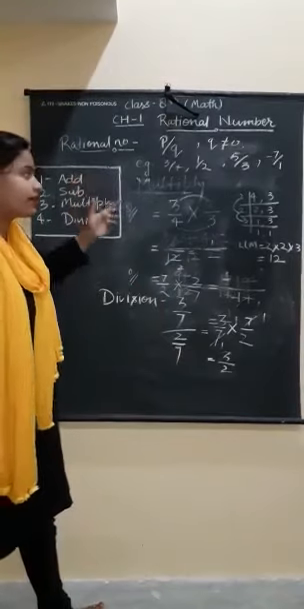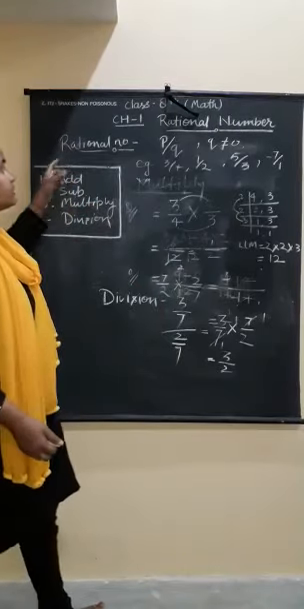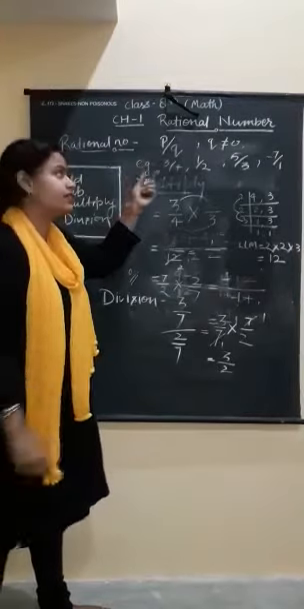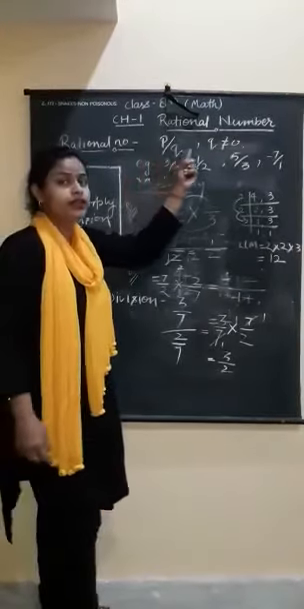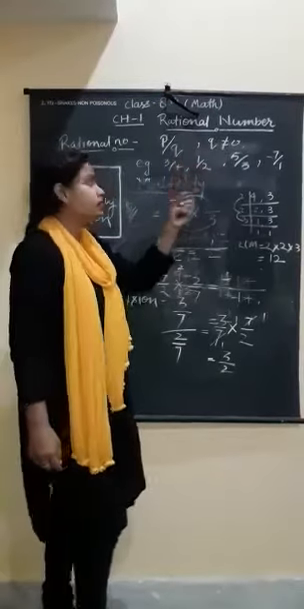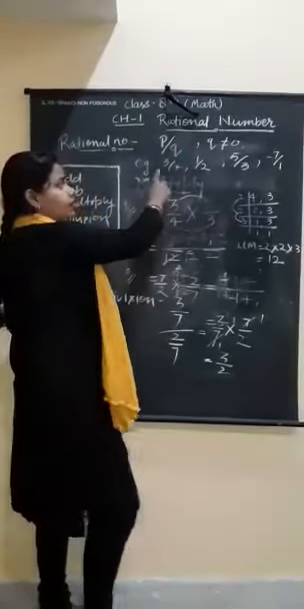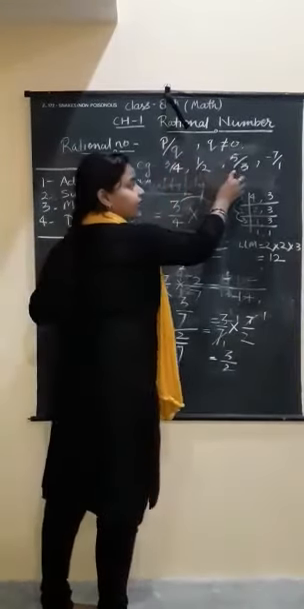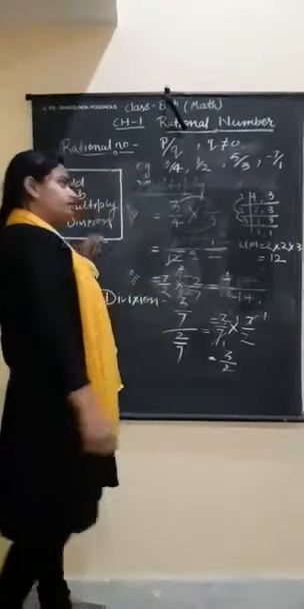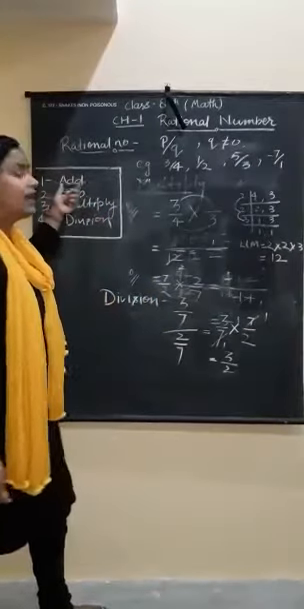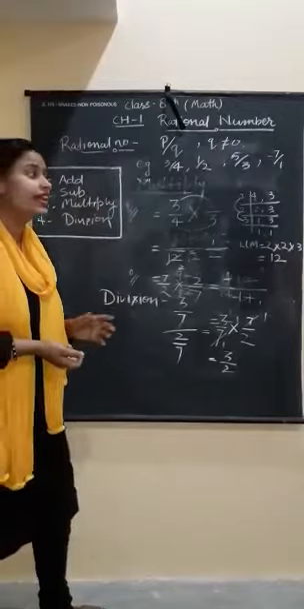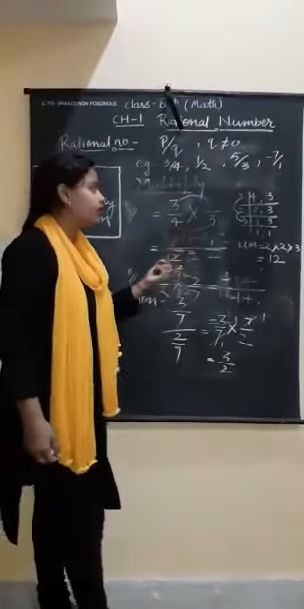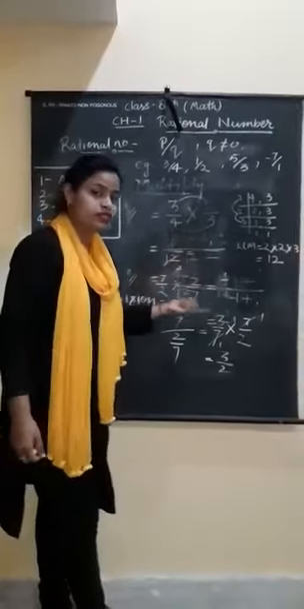Let's take a quick revision of this chapter. What is a rational number? Rational numbers are those numbers which can be represented in the form of p by q, and q is not equal to 0. Examples: 3 by 4, 1 by 2, 5 by 3, minus 7 by 1. To add two rational numbers, first we should take the LCM of the denominators, then we do the next procedure.